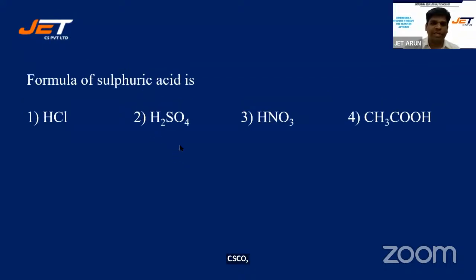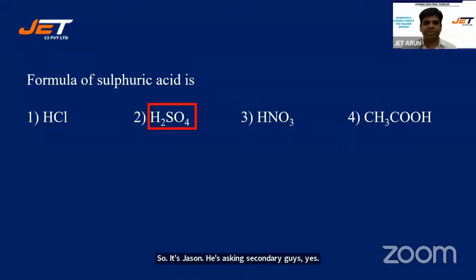How about this one? Sulfuric acid. Another very simple one. Consistent response again. Sulfuric acid. H2SO4, HNO3, CH3COOH, which is acetic acid, HCl, hydrochloric acid. He's asking sulfuric acid. Yes. Consistent response again. That's good. It's two.